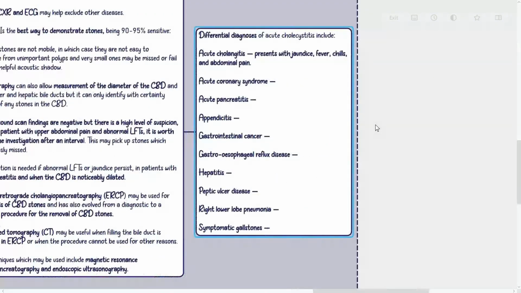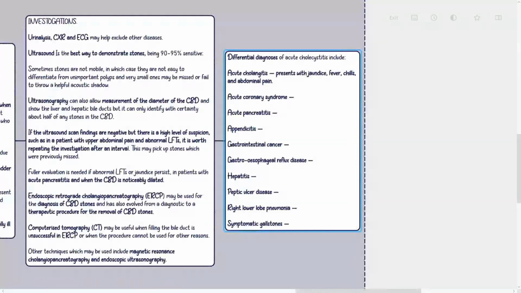Differential diagnoses of acute cholecystitis include acute cholangitis, which presents with jaundice, fever, chills, and abdominal pain, acute coronary syndrome, acute pancreatitis, appendicitis, gastrointestinal cancer, gastroesophageal reflux disease, hepatitis, peptic ulcer disease, right lower lobe pneumonia, symptomatic gallstones.